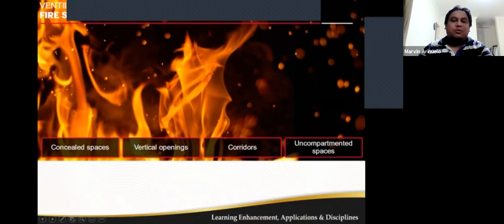The ways fire moves through a building are through concealed spaces, vertical openings or shafts, and corridors. So that's why the corridor should also be fire rated, or at least smoke resistant if there is a sprinkler, and uncompartmented space. So even for uncompartmented space, we should not go more than, let's say, about 3,000 square feet or 9,000 square feet, depending on the classification.